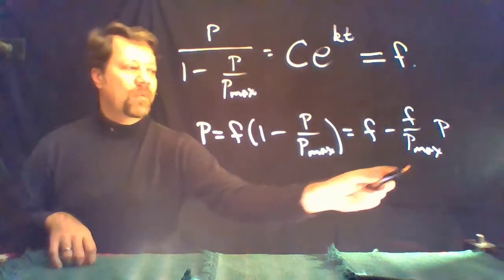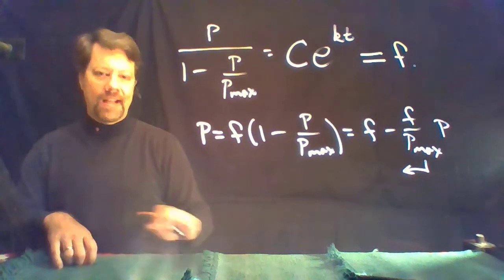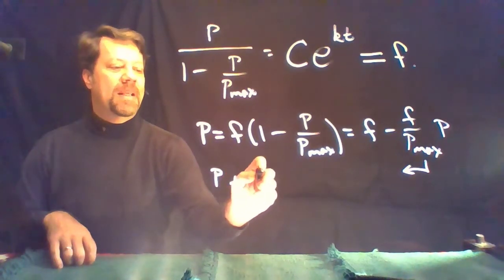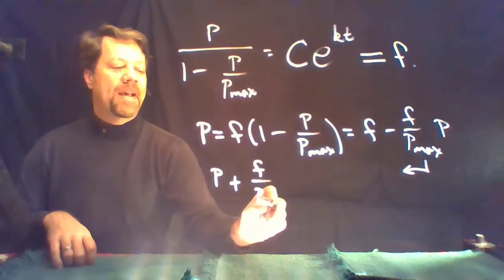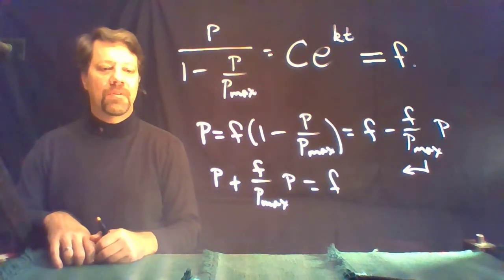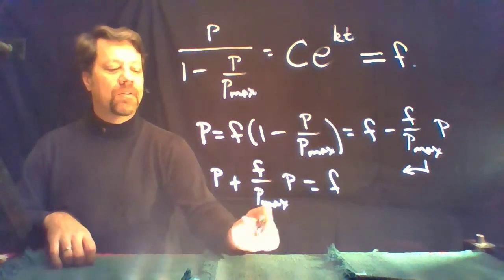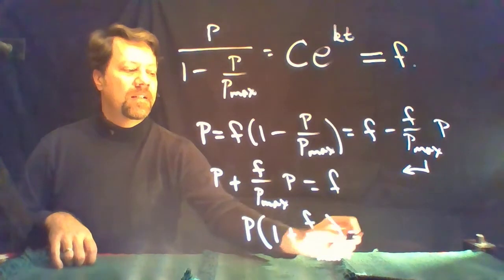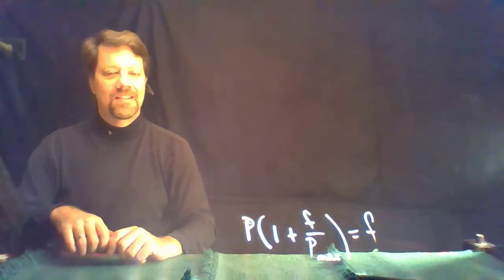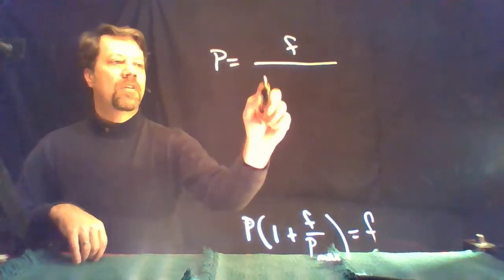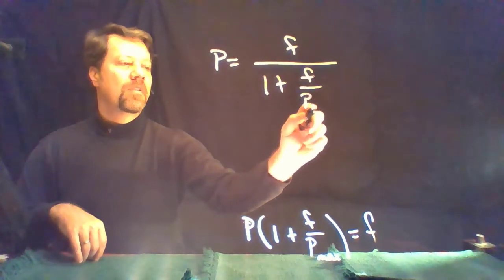To solve for p, we need to get all of the p's on one side of the equation and everything else on the other. So we'll move the second term on the right over to the left and have p plus f over p max times p is equal to f. We have two terms on the left-hand side, both of which have a common factor of p. If we factor p out, we get p times 1 plus f over p max equals f. We can now solve for p. P is f over 1 plus f over p max.